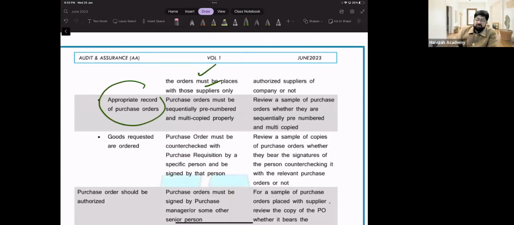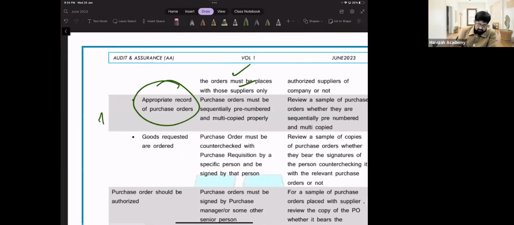Appropriate record of purchase. Now purchase order has been sent. So 4 copies of this as well. You place order with supplier. 1 copy with yourself, purchase department. 1 copy to supplier. 1 to accounts department, and 1 to stores. I repeat, 4 copies. 1 with purchase department, 1 supplier, 1 accounts, 1 stores.